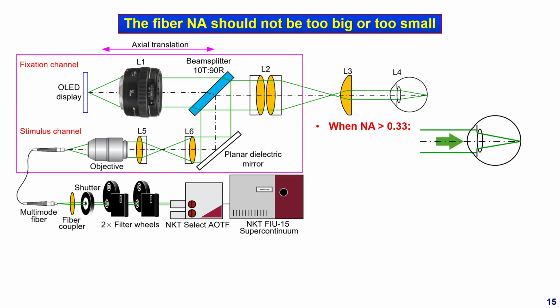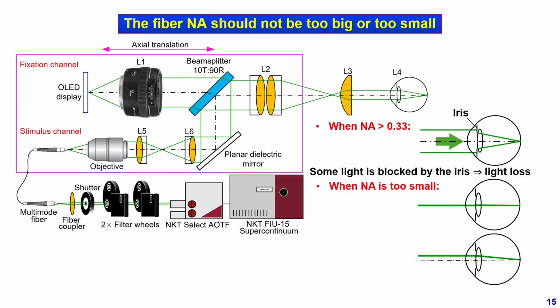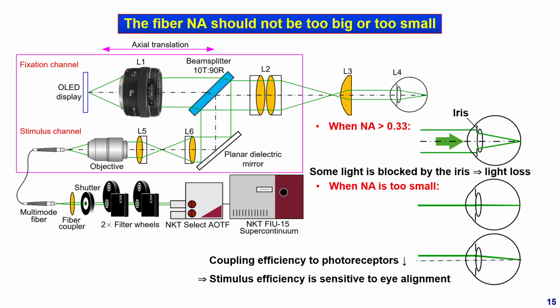In this case, the beam size is bigger than the eye pupil size, and some light will be blocked by the iris. This causes light loss, which is not good. On the other hand, the fiber NA should not be too small either. When fiber NA is small, the beam size on the eye is very small. If the eye is displaced laterally from the beam, the coupling efficiency to photoreceptors decreases. In this case, the stimulus efficiency is sensitive to eye alignment, which should be avoided.